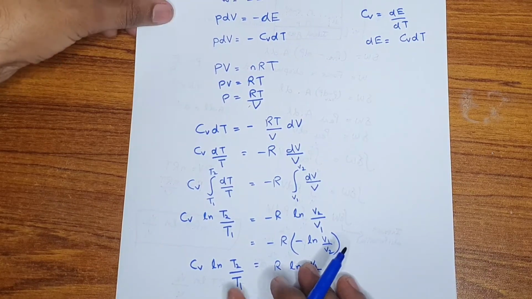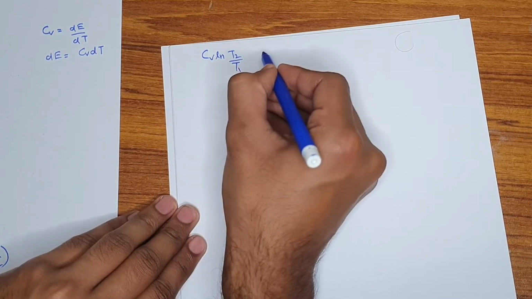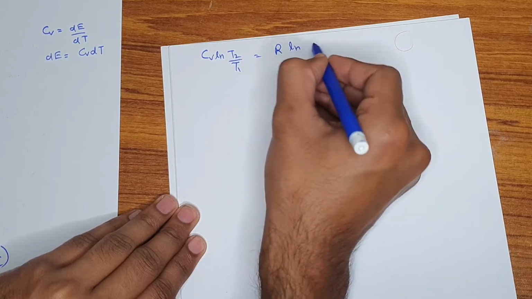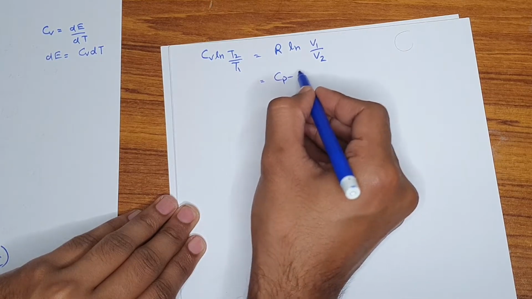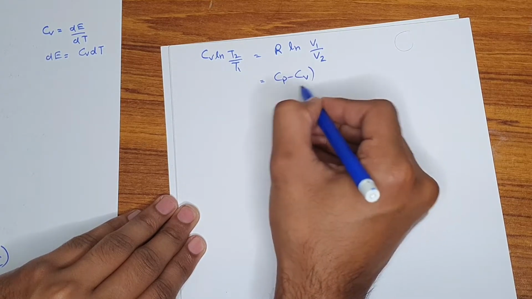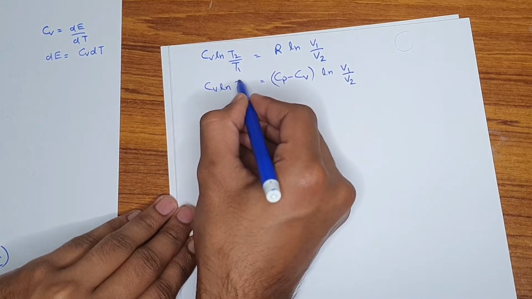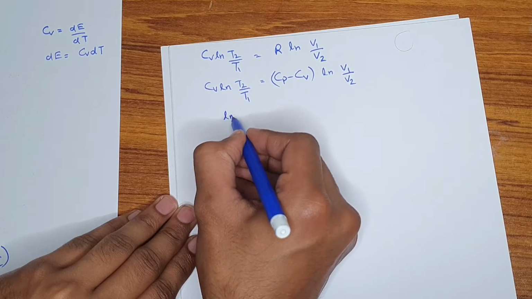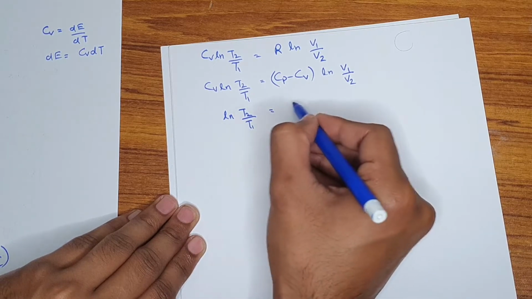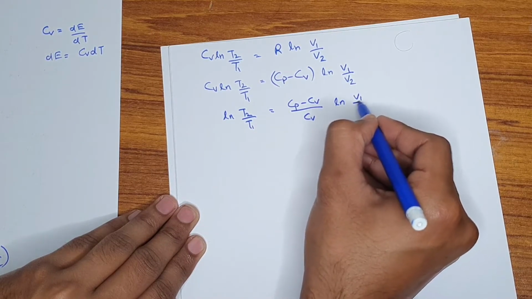Okay, so now plugging in the value of r, first of all, I'm going to write the equation again. That is Cv ln t2 over t1 is equal to r ln v1 over v2. And again, the value for r is Cp minus Cv, which we calculated in our previous video. Cv will go to the right-hand side, and I'll be left with ln t2 over t1 equal to (Cp minus Cv) divided by Cv, times ln v1 over v2.